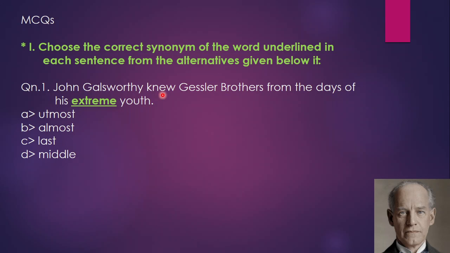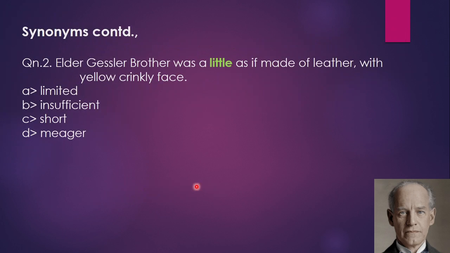John Galsworthy knew Jessler brothers from the days of his extreme youth. Because of John Galsworthy, here we also take it as the narrator. Okay, the narrator knew Jessler brothers from the days of his extreme youth. So now you have to look for the synonym of extreme. Okay, option A, utmost, B, almost, C, last, D, middle. What is the correct synonym for extreme? Yes, answer A, utmost.